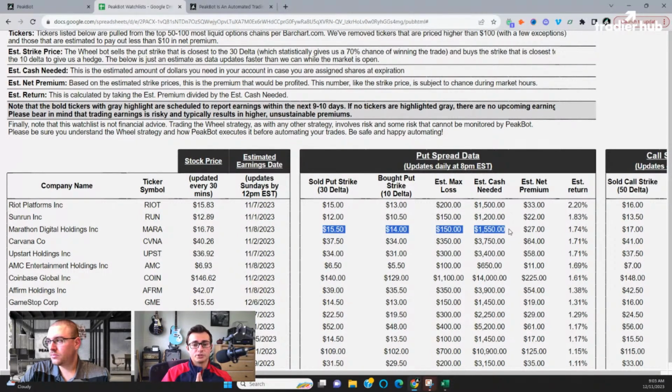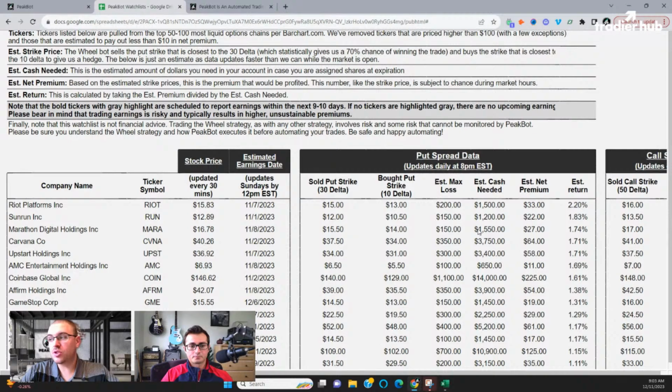But to answer the question directly, yes, the estimated cash needed is correct, because you would still need that much in the case of assignment. You don't want to abuse your margin. You don't want to enter into a maintenance call. So have the cash to back it up, but know that this is really all you're risking.